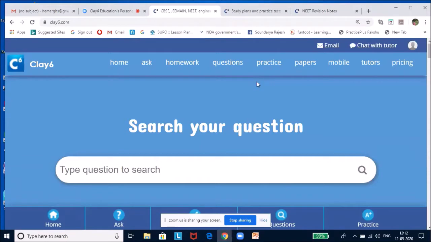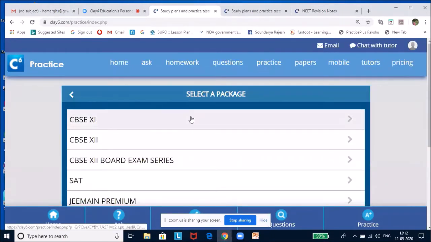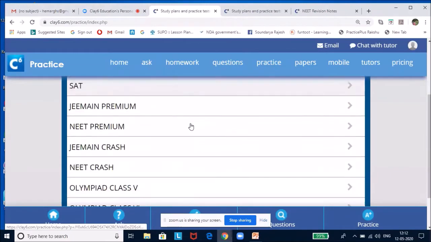Before I proceed to the lesson, I shall briefly run through how to access revision notes and tests on clay6.com. Just open the page clay6.com, go to practice, and click on practice. You will see a lot of packages, so you can select any package which you need. Since we are doing this for NEET, let me click the NEET Premium package.